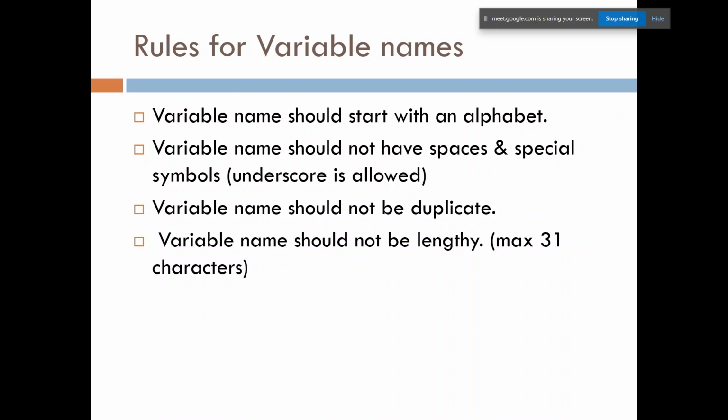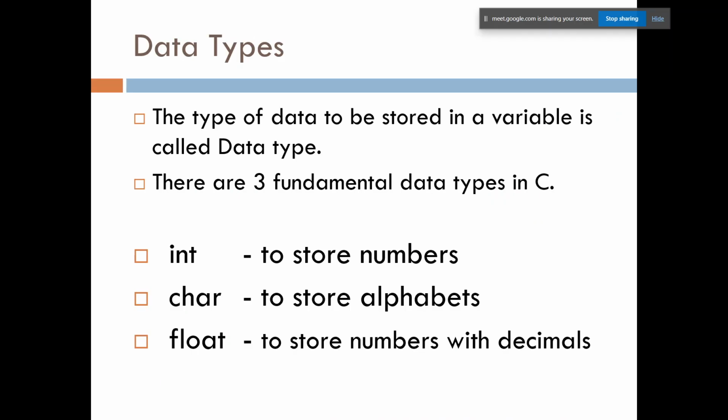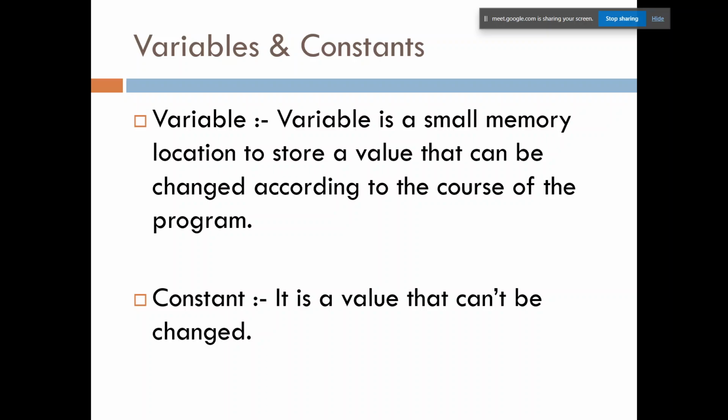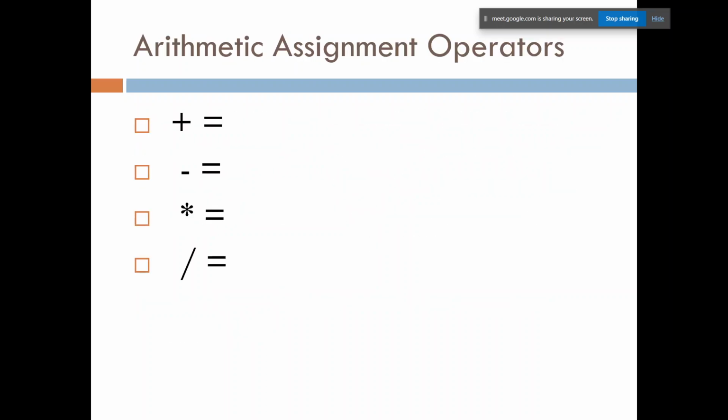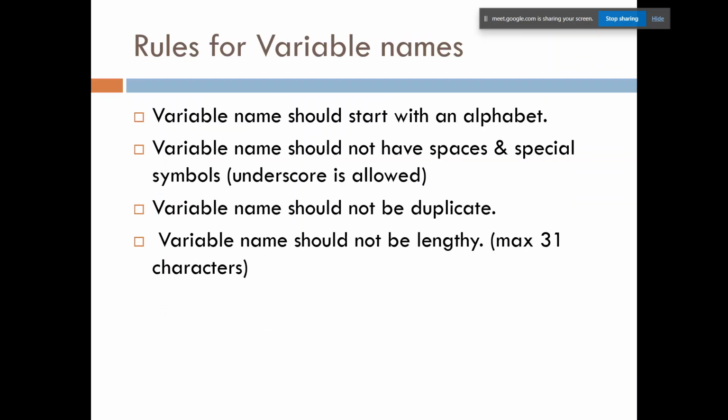So please learn all these points by heart. Tomorrow I'll ask you what are the different data types we have, what is meant by variable, constant, what are the different operators we have in C language, all these things. Tomorrow we'll continue with examples of different types of variables, valid variable names and invalid variable names. Any questions, guys?